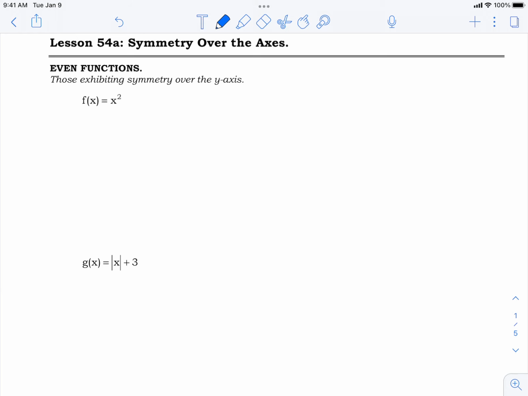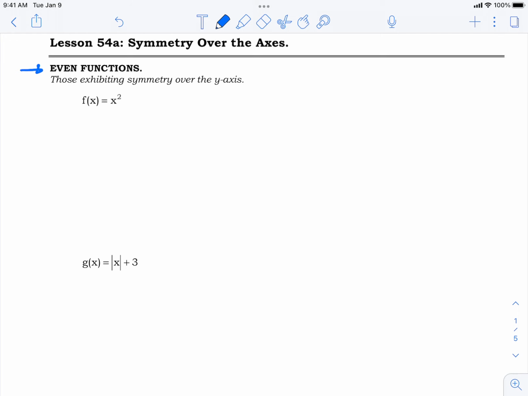So 54a. There are two special classes of functions we should look at. One class of function is called an odd function, and another class of function is called an even function. And it's not like all functions are one or the other. Some are odd, some are even, some are neither. But what are these things? Well, it has to do with symmetry, symmetry over the coordinate axes. So let's take a look at this.